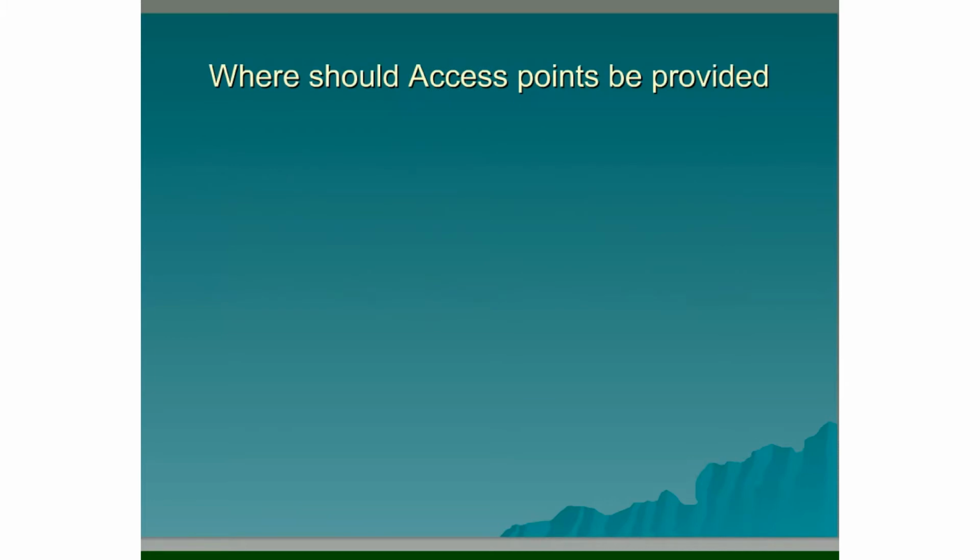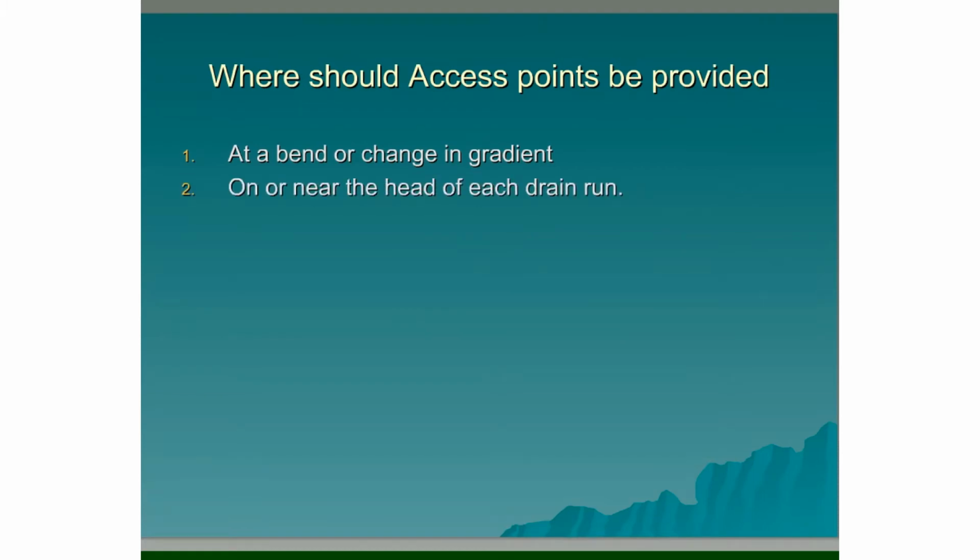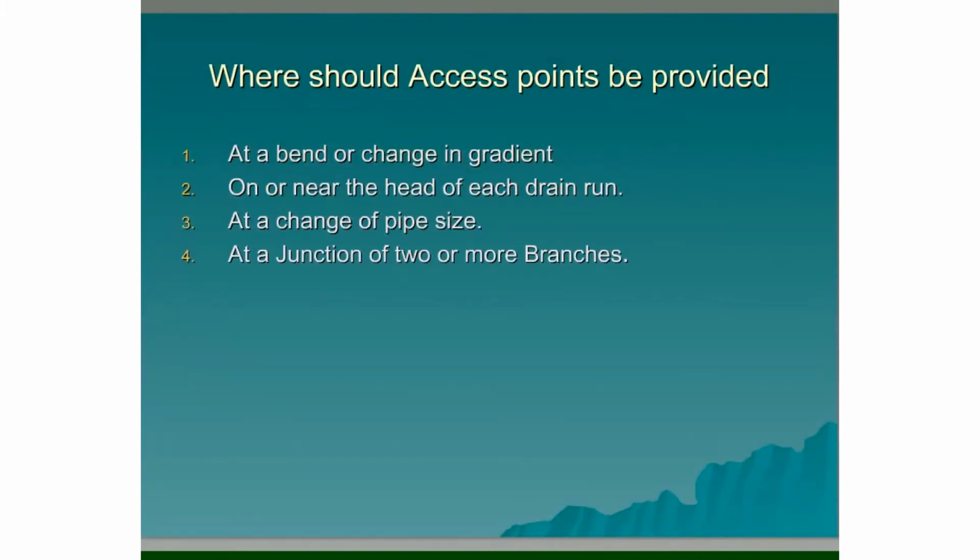Where should access points be provided? 1. At a bend or change in gradient. 2. On or near the head of each drain run. 3. At a change in pipe size. 4. At a junction of 2 or more branches.